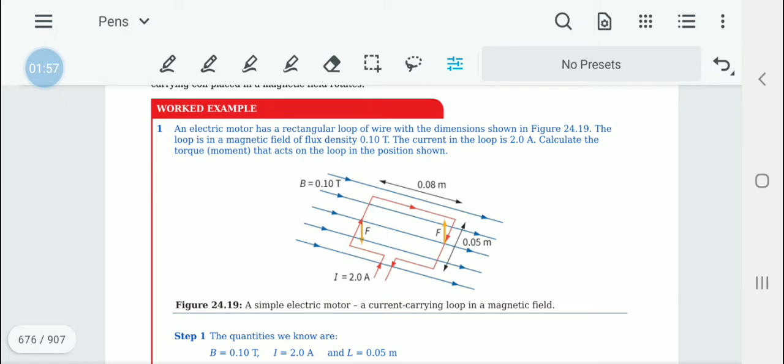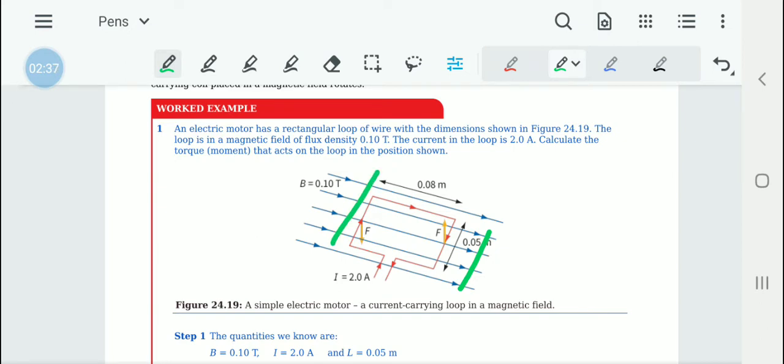So first of all, we have to write down the quantities that they have provided. So they have given the flux density or the B of the field. So then B is 0.1 T, I is equal to 2 amperes, they have given that, and L is 0.05 meters, because that is the length of the wire in the field.